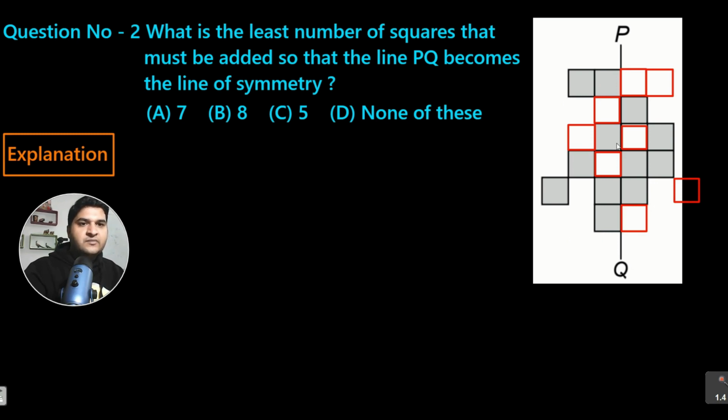Okay, if you see both are exactly the same, they are actually identical to each other, they are symmetrical. So now we can say that PQ is exactly symmetrical, right? Now we can count the number of squares which are added. So 1, 2, 3, 4, 5, 6, 7 and 8. So here you can see option B is matching. So yes, option B is the correct answer for this problem.